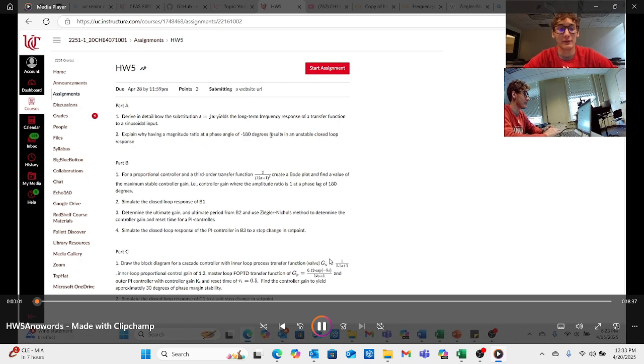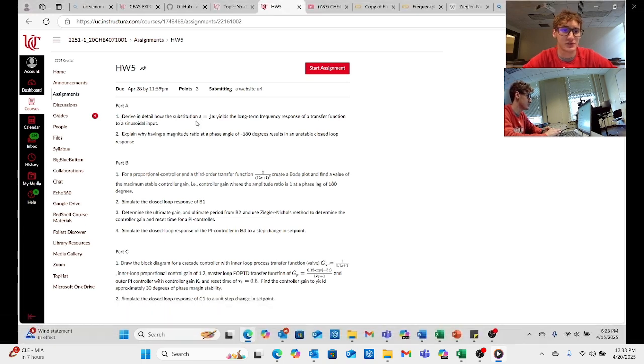Hi everyone, today we're going to be doing homework 5A, which has two parts. Part 1 is to derive in detail how the substitution s equals jw yields the long-term frequency response of a transfer function to a sinusoidal input. Part 2 is to explain why having a magnitude ratio at a phase angle of negative 180 degrees results in an unstable closed-loop response.